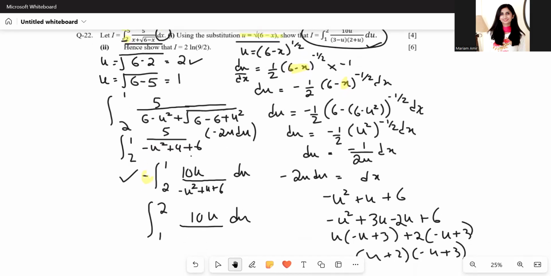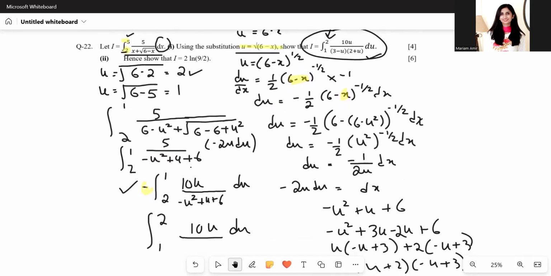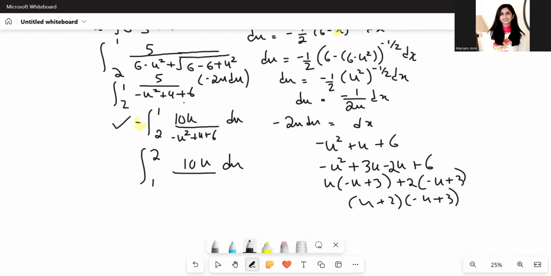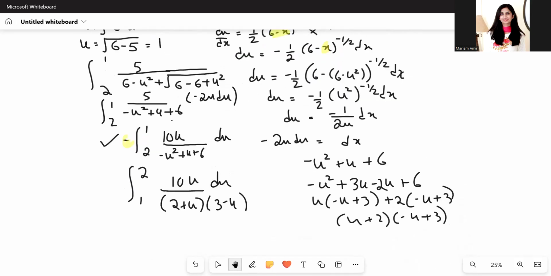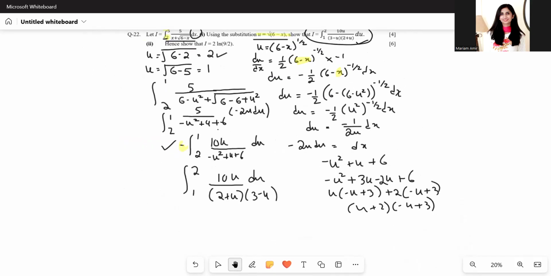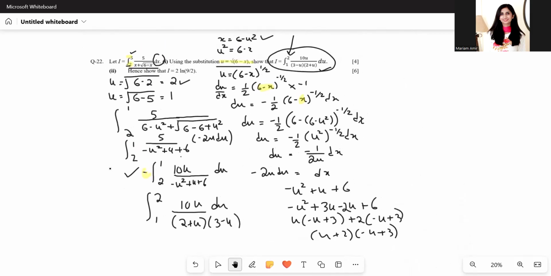And that's what we have to show: 2 plus u and 3 minus u. It's the same thing. So let's write that, 2 plus u and 3 minus u. And the first part is done. We have used substitution and changed the given format of integration into this form.